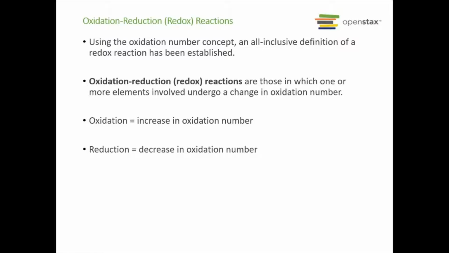Now, remember how we first defined what is oxidized and reduced? We used OIL RIG. Oxidation is loss of electrons, reduction is gain of electrons. So that still holds true, but we have another definition we can use. Oxidation is the increase in oxidation number, and reduction is the decrease or reduction in oxidation number. So this is all inclusive. This holds true for every kind of redox reaction.